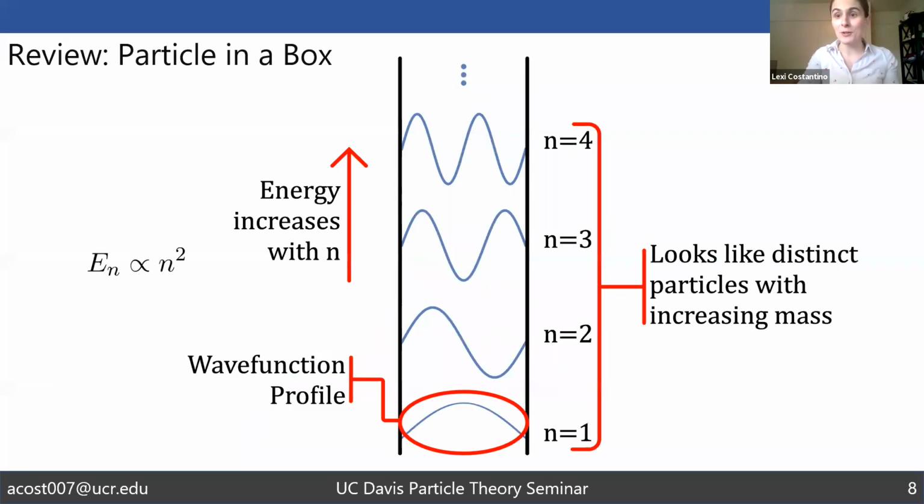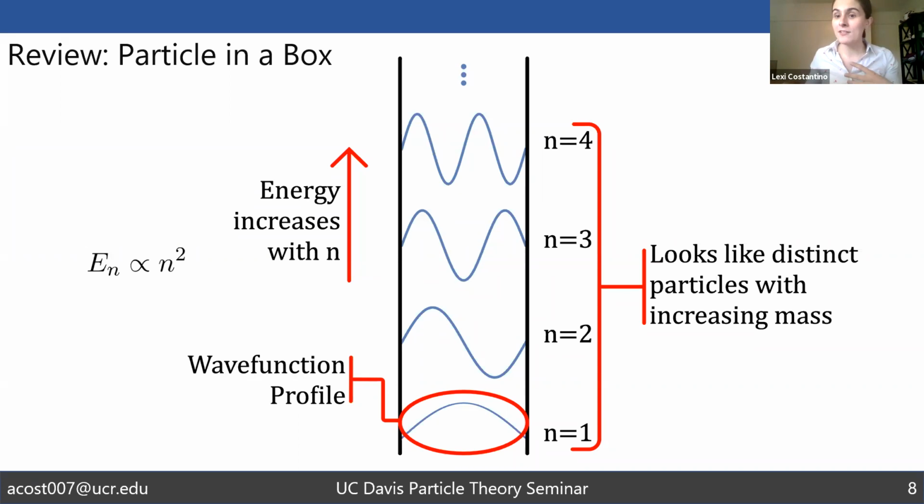Just to review the particle in a box: in flat space, you have a field that is confined between two hard walls. When you do this, there's a discrete tower of modes, and each one is something like a different discrete momentum, but each mode has a certain profile in the box.